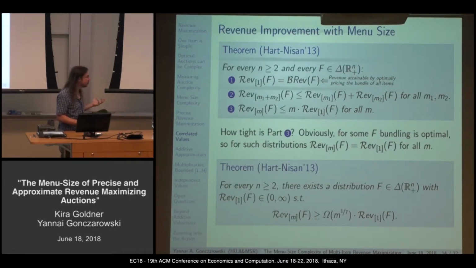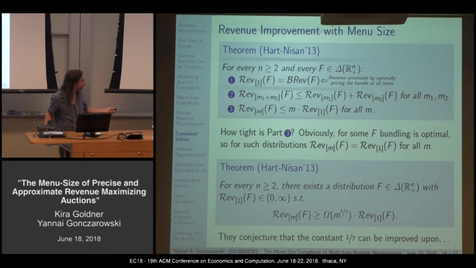So there exist distributions for which, if you move from a menu size of 1 to a menu size of 1,000, your revenue is going to grow by an order of 1,000 to the 1/7. I think it's an interesting question whether the truth is M or M to the 1/7. They conjecture that the 1/7 should be improvable considerably. I think it's a good question to understand. I mean, what should really be here? So this is what I have to tell you about revenue improvement with menu size.